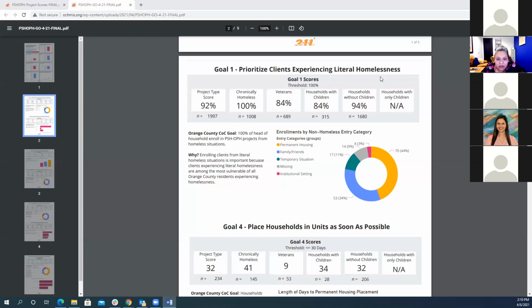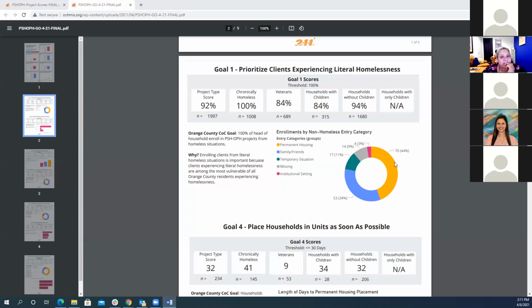The other thing I was considering is, this donut is showing for those not entering from homelessness where they're coming from. And a bunch of them are from permanent housing. We do have a calculation in this measure that if a client, so HUD allows a client to move from one PSH project to another, if needed, like if it's not working out with the provider or whatever the case may be, they do allow that. And we did build that calculation into this measure.